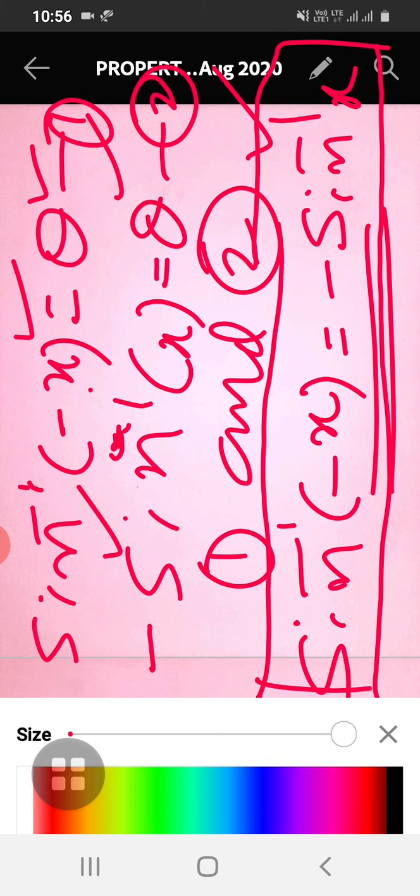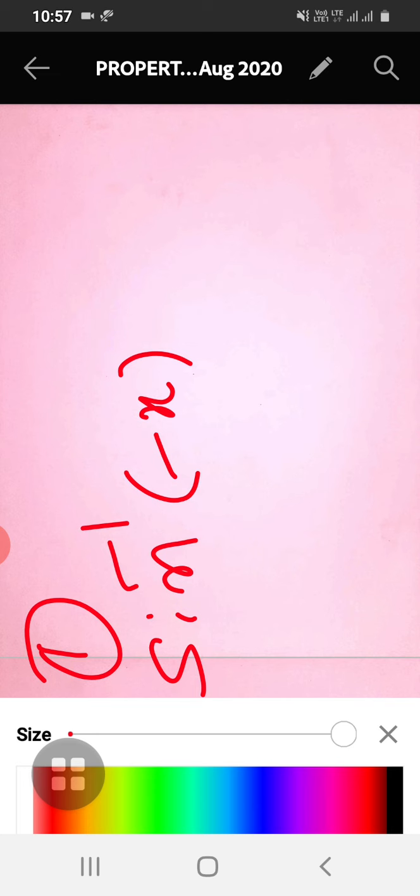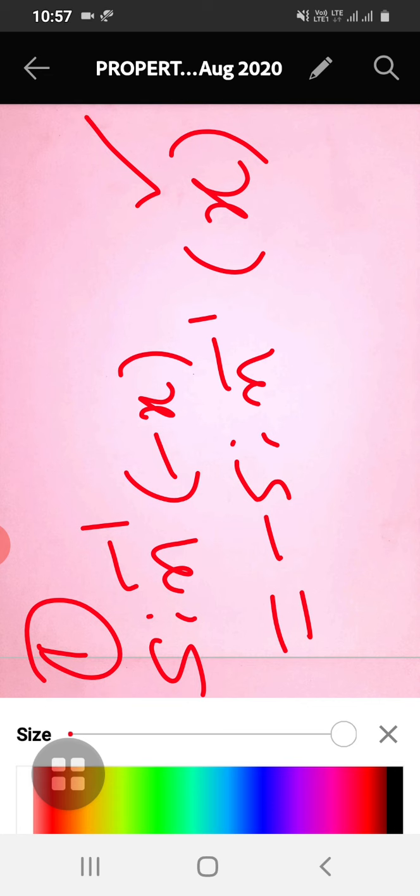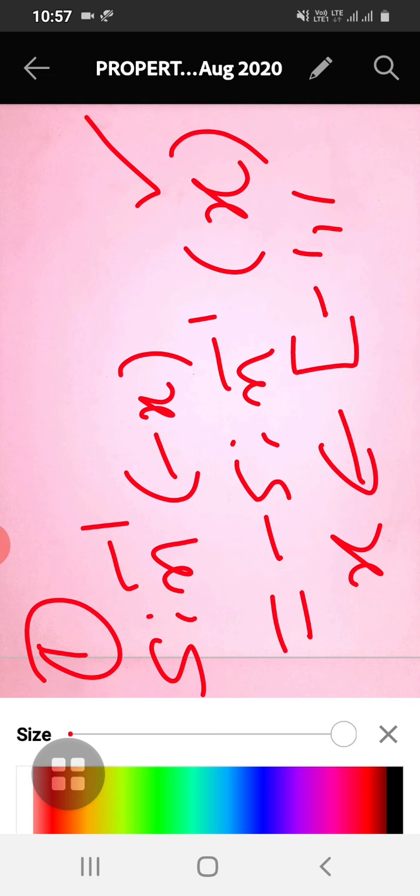So you can write all the steps. This is a 2 marks problem. Remember this, inside we have a negative angle. Sin inverse of minus x is equal to minus sin inverse x. So what we proved here, first property: sin inverse of minus x is equal to minus sin inverse x, where x belongs to, you have to write this, we know the domain of sin inverse x is minus 1 to 1. This was our property. So this property we have proved.